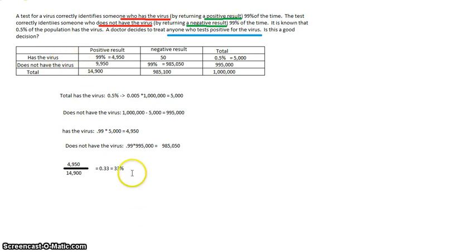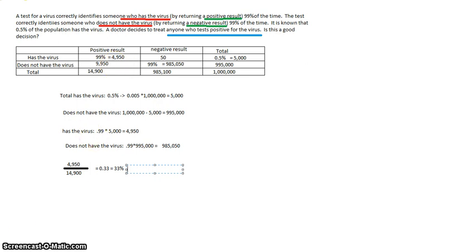So that's not a very good percentage. 33% is a pretty low percentage, and so as a result we can say that the doctor probably should find a new test, or maybe not treat everybody that tests positive, because once again, there are people that don't have the virus that are still testing positive, so there might be a fault in the test. Who knows what it may be.